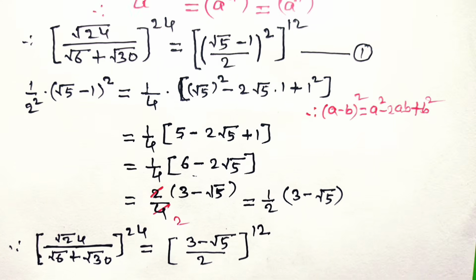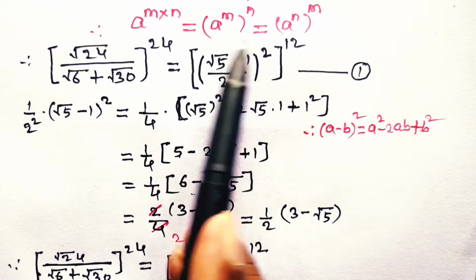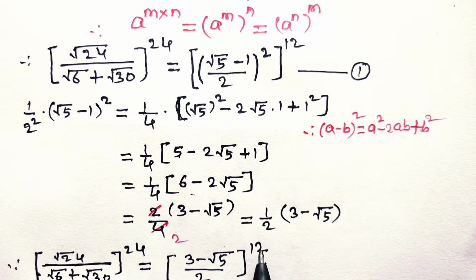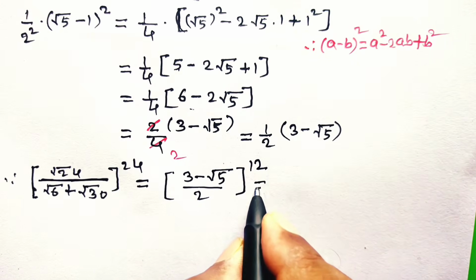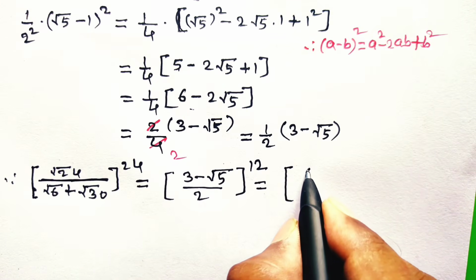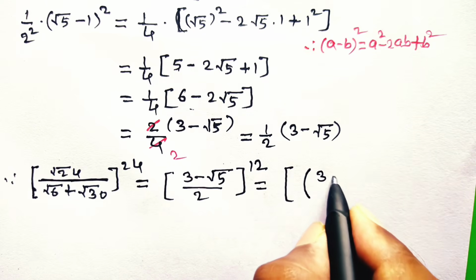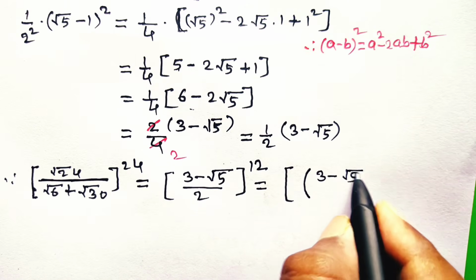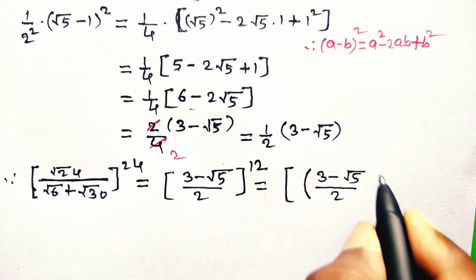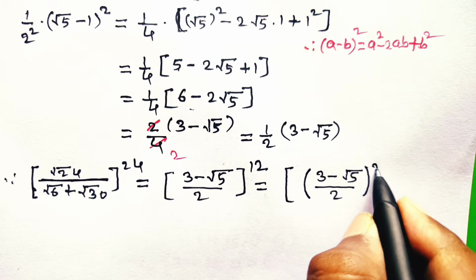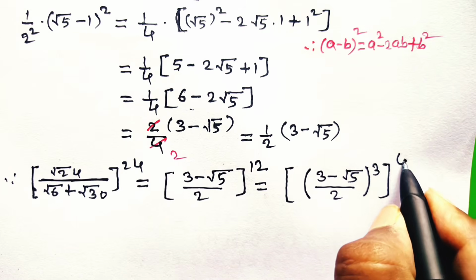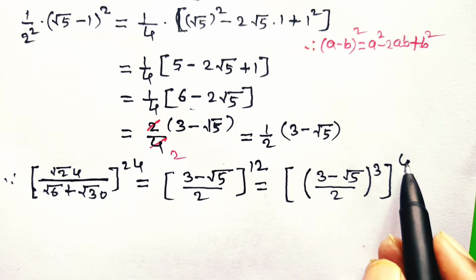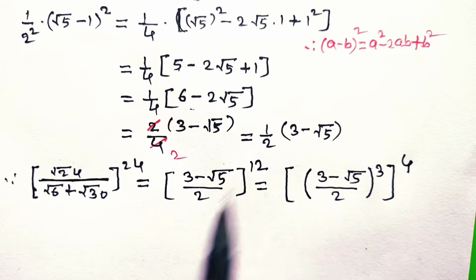Again apply this formula. We have to split this 12 in two parts. So this is equal to, we can write (3 minus root 5 divided by 2), taking its cube and then its power 4, because 4 into 3 is 12. So now we have to take its cube.